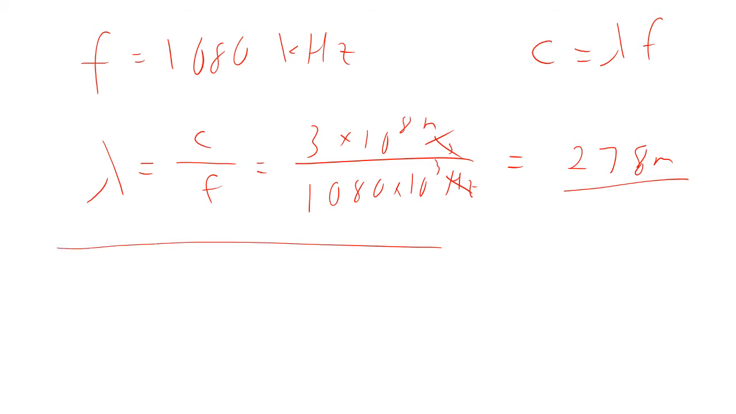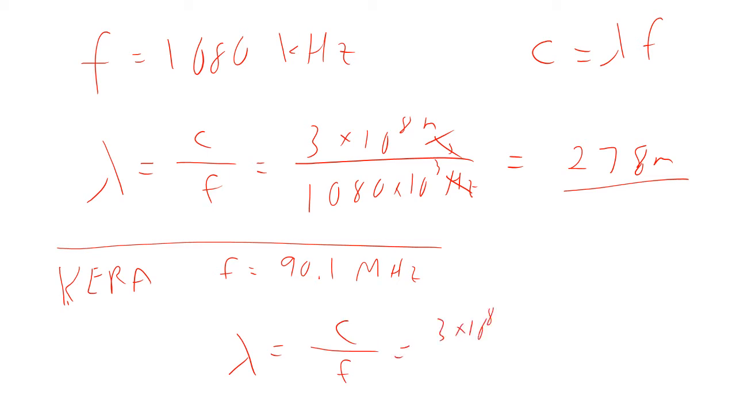But let's consider that, for example, this KRLD is an AM station. Let's compare this to KERA, FM. So this is a radio station that's FM, the local NPR station. It has a frequency of 90.1 megahertz. So the wavelength here is going to be 3 times 10 to the 8th meters per second divided by 90.1 times 10 to the 6 hertz. And so that's going to be about 3.33 meters.